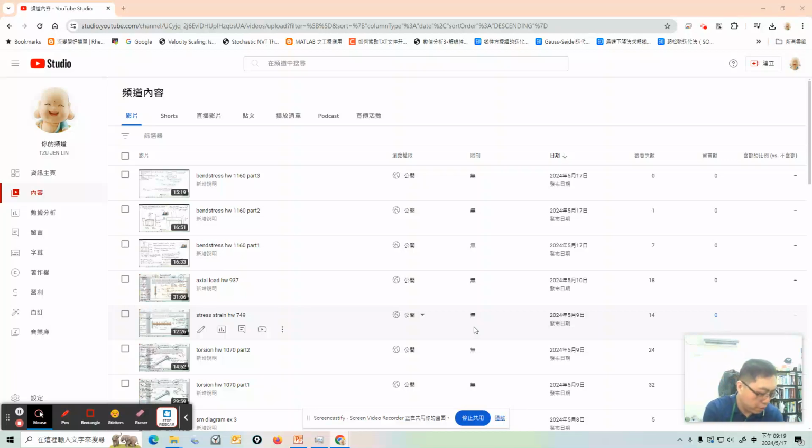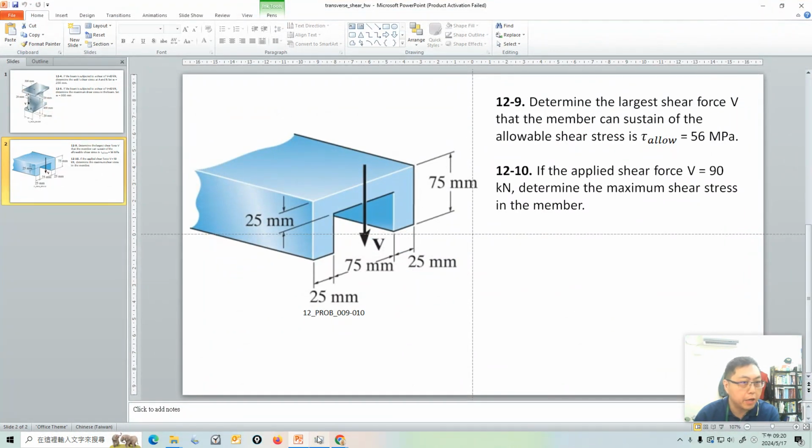Okay, hello everyone. In this video I'm going to demonstrate one of your homework problems, problem 12.9. This is also a beam, and this beam is subject to a shear force V. The problem wants us to determine the maximum allowable shear force V, because it gives you a constraint that the maximum allowable shear stress for the beam is 56 megapascal.